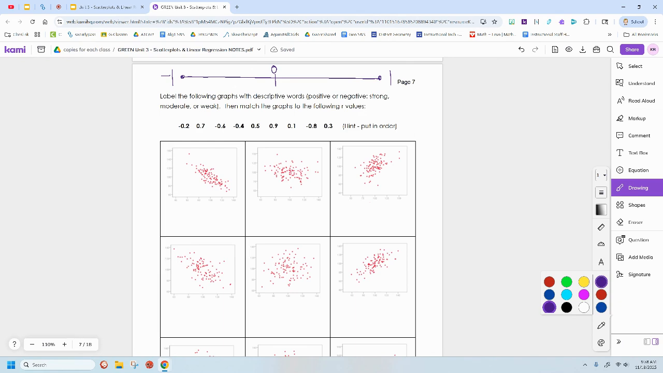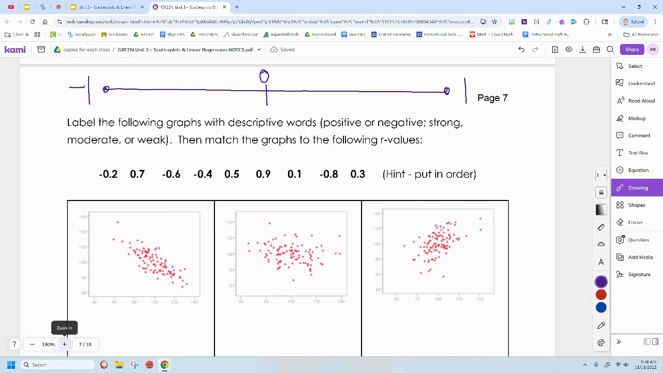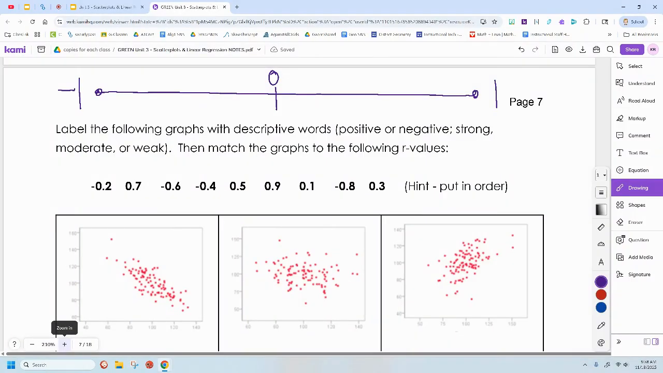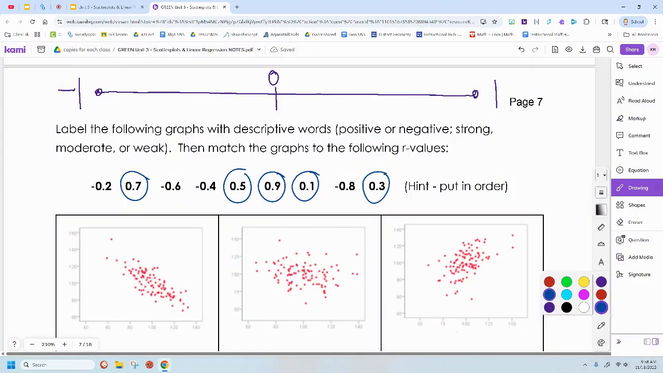Okay, I'm going to zoom back in so you can see what I'm doing. Now what we're going to do is put those numbers on the number line so we can think about where they fall in weakness and strength. I'm going to look at the positive ones first, and there's actually some nice patterning here. So positive, we have 0.7, 0.5, 0.9, 0.1, and 0.3. Hey, they're all odd numbers, aren't they? Let's make our lives easier. So, of course, closest to 0 is 0.1. And we're just kind of estimating where they go. It doesn't really matter.